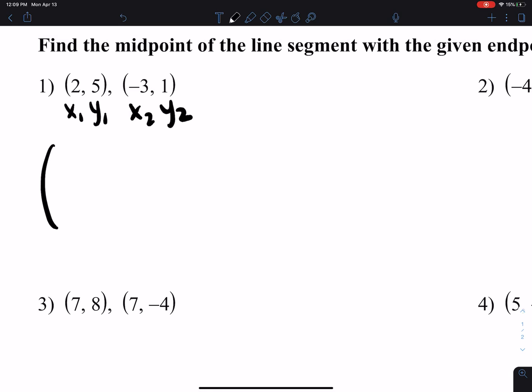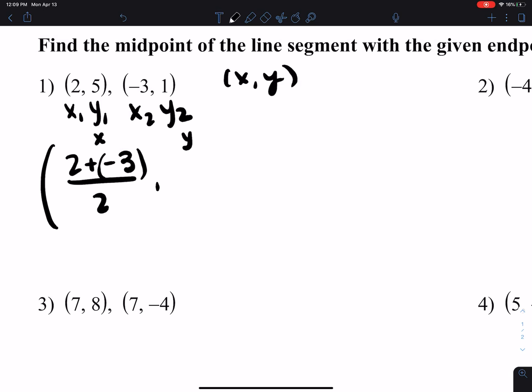So for the midpoint, we're going to add our x's together, so we have 2 plus negative 3 divided by 2, and then we put a comma in between because this is going to be a point. So this is going to be our new x, and then we put our y. And remember, we always do x comma y. So that's why the x's go first and the y's go second. So then we add our y's together. So we have 5 plus 1 divided by 2.